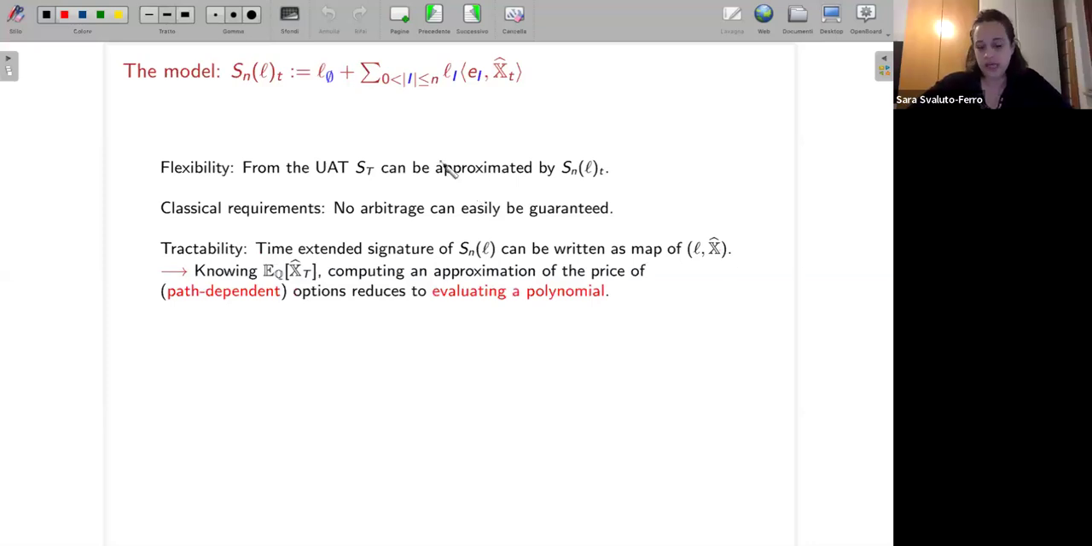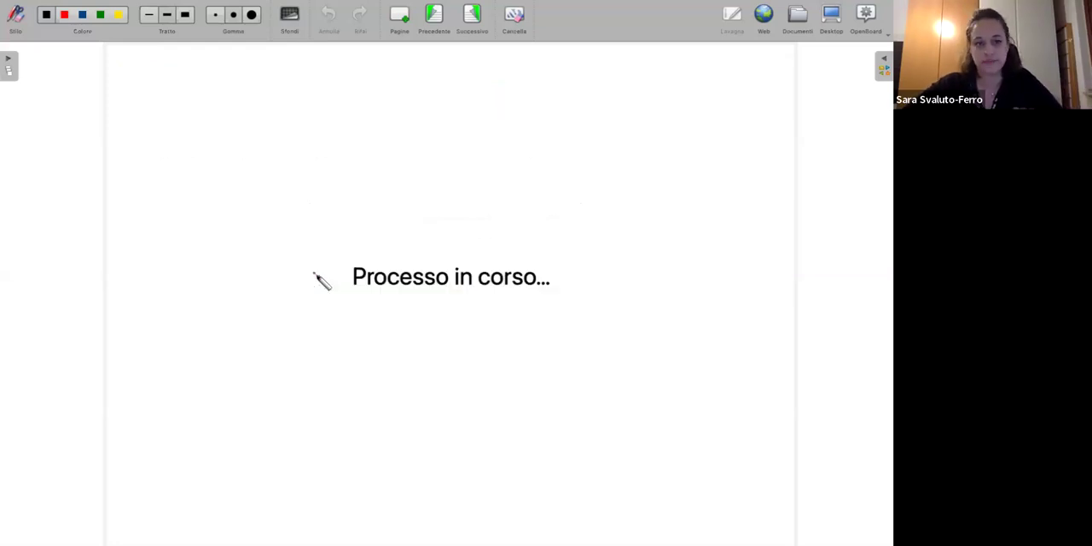Okay. In particular, knowing the expected signature, we can compute with respect to the pricing measure an approximated price of a path-dependent option, because now we can approximate every continuous map of the trajectory by evaluating a polynomial. Meaning that we start from the path-dependent option. We write it as a linear map of the signature of the price. We go from the signature of the price to the signature of X. We use the fact that we know the expected signature. We have a closed form. Okay? This is the signature.